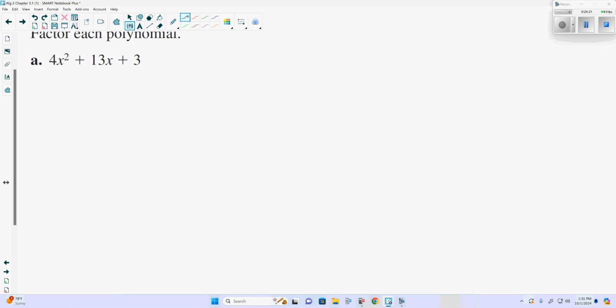4x squared plus 13x plus 3. Greatest common factor is 4, yes? No, there is no greatest common factor, because 4, 13's prime, 3's prime, there is no number that will go into all 3. So we do not have a greatest common factor. And that's fine, because there are a lot of them that will not have a greatest common factor. So we just move to step number 2.